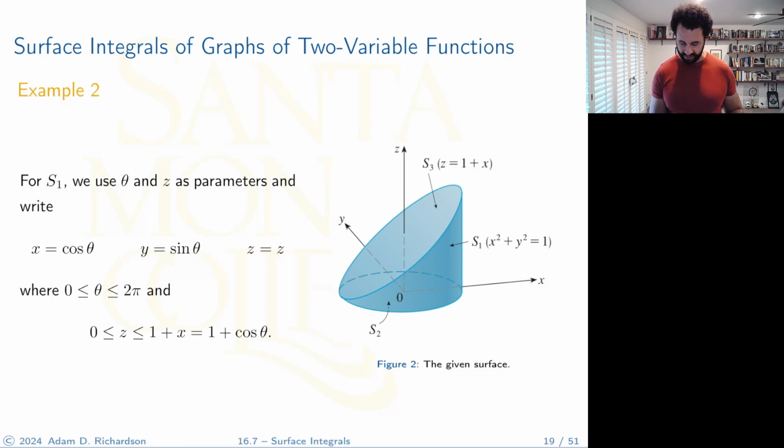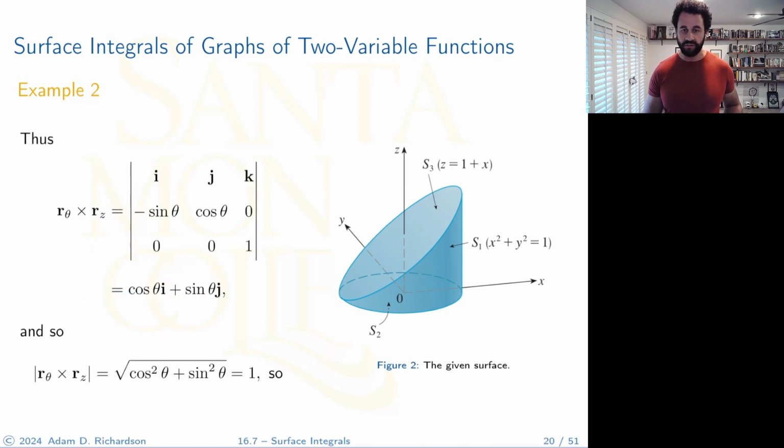So theta is going to go from 0 to 2 pi because we're going to do a full rotation. And z is going to go from down here in the plane up to that plane right there. That's the maximum height, and that height is going to be given by the function 1 plus cosine theta, because z is equal to 1 plus x. Okay, so now we have all the pieces.